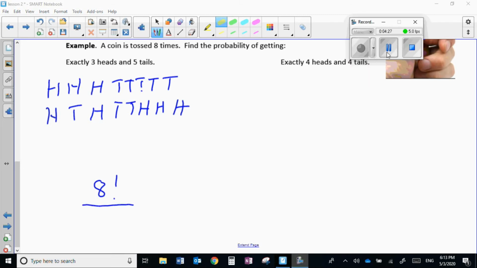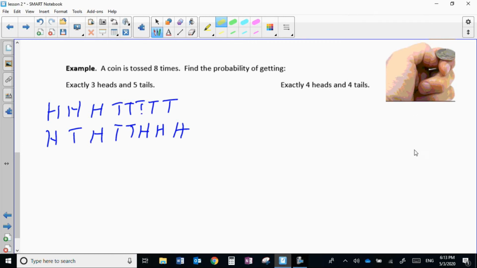Okay, sorry about that. Let me back up just a bit. The first example here was good that I wrote down. The second one, not so great. Okay, here's one way to have 3 heads and 5 tails, 3 H's and 5 T's. Another way might be tails, head, another head. That's 1, 2, and then 3 tails. Okay, there's 5 tails and 3 heads there.